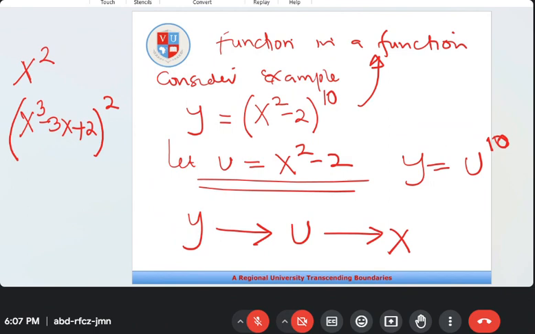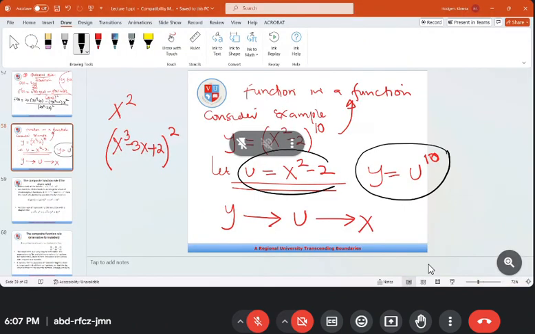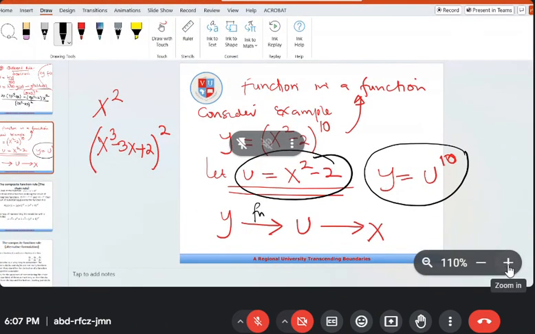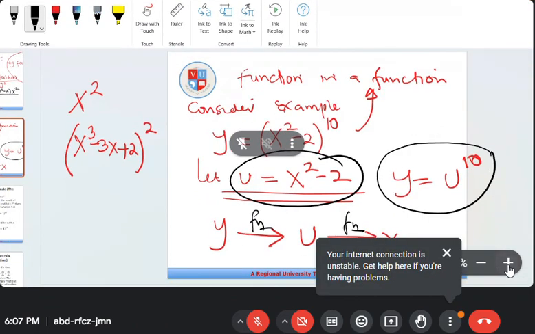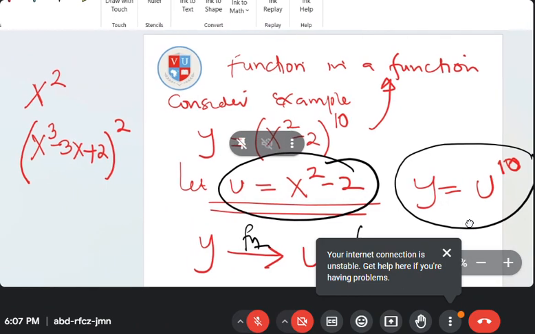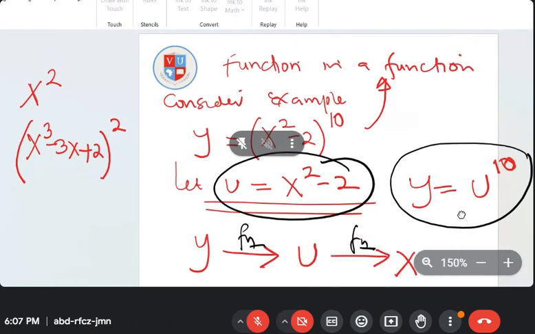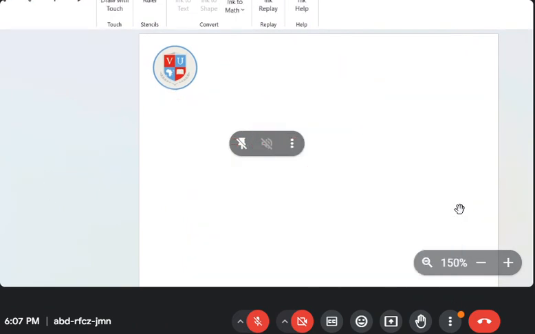Okay? Y is becoming a function of u, and u is a function of x. So the way these are related, to find the differential calculus, we use what we call the chain rule or the composite function rule.